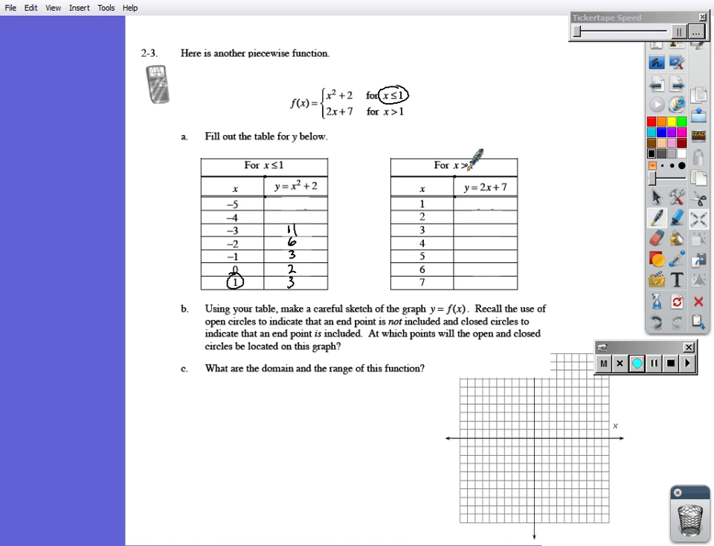And then for when x is greater than 1, again, we're starting at 1, even though we know it's going to be an open circle. This one over here is a closed-in circle because of the equal to. We still start at 1. So 2 times 1 is 2, plus 7 is 9. 2 times 2 is 4, plus 7 is 11, and it's growing by 2 each time, so the table is easy to fill in.